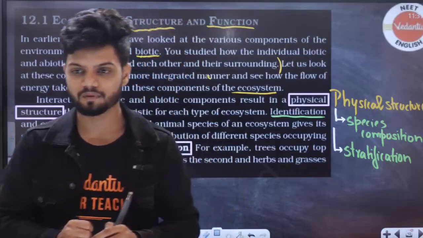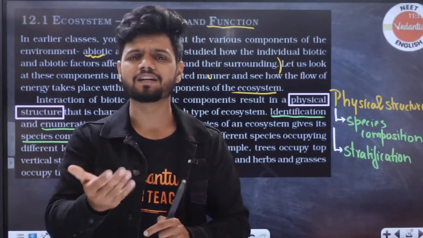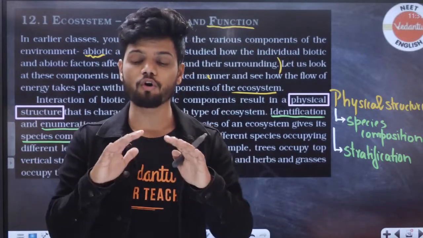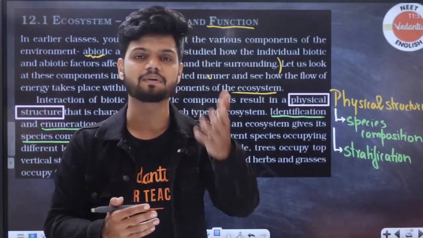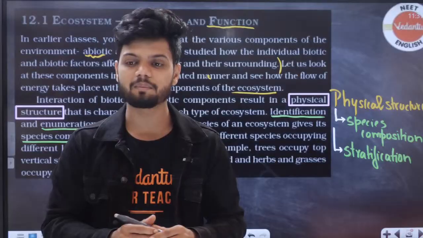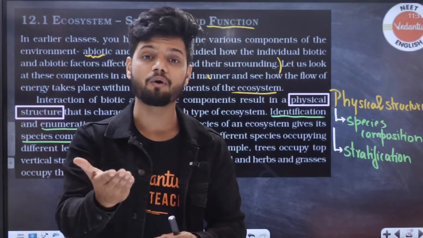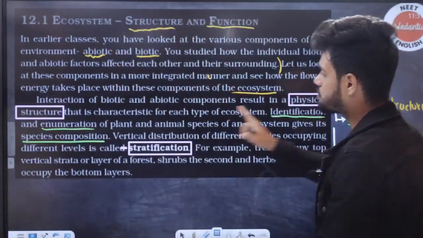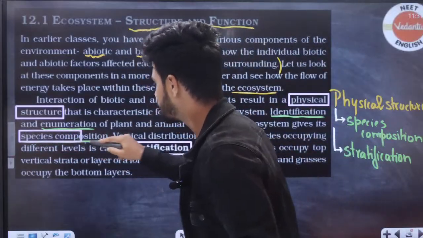Tell me, where do you find more different types of species? Obviously, tropical rainforest. Yes or no? In tropical rainforest, we'll find so many varieties of plants, so many varieties of animals. Even monkeys alone will be there in 10 types. Bacteria, hundreds and thousands of types of fungi. Yes, that is called species composition. Very important line.